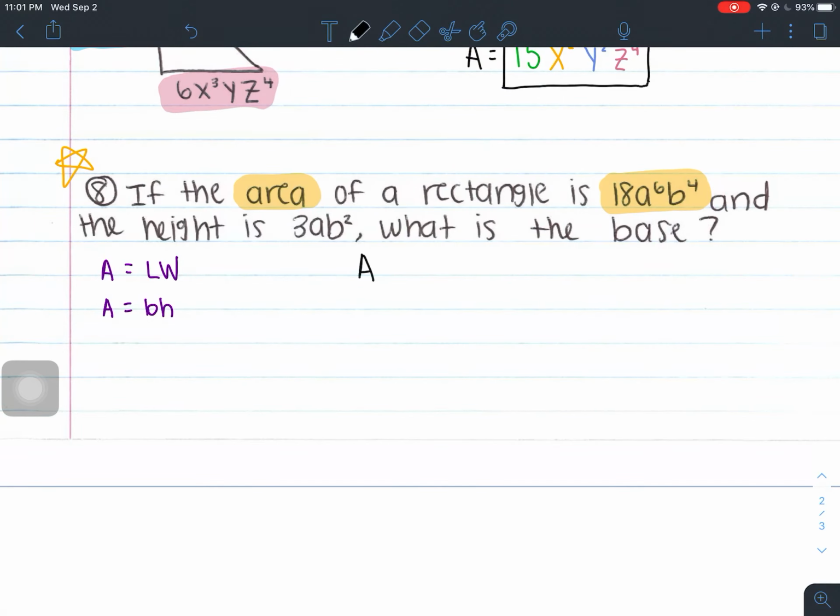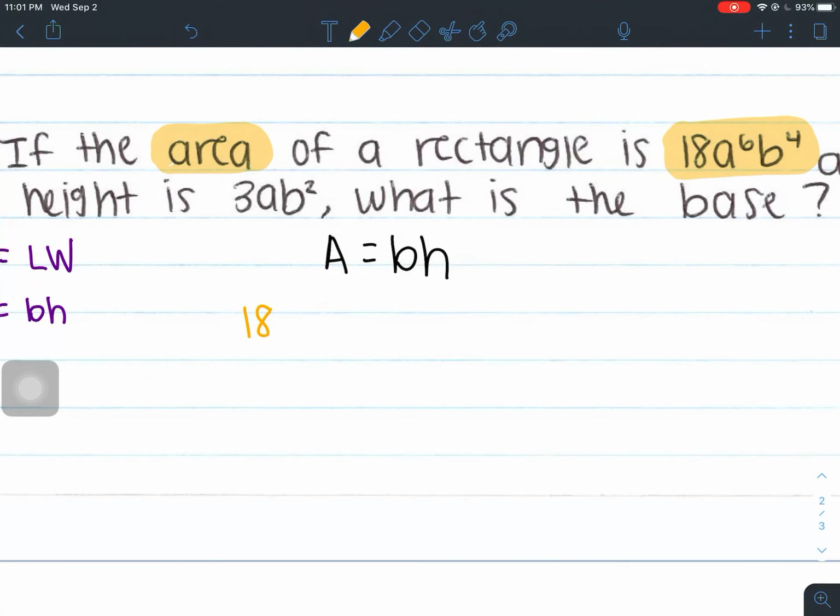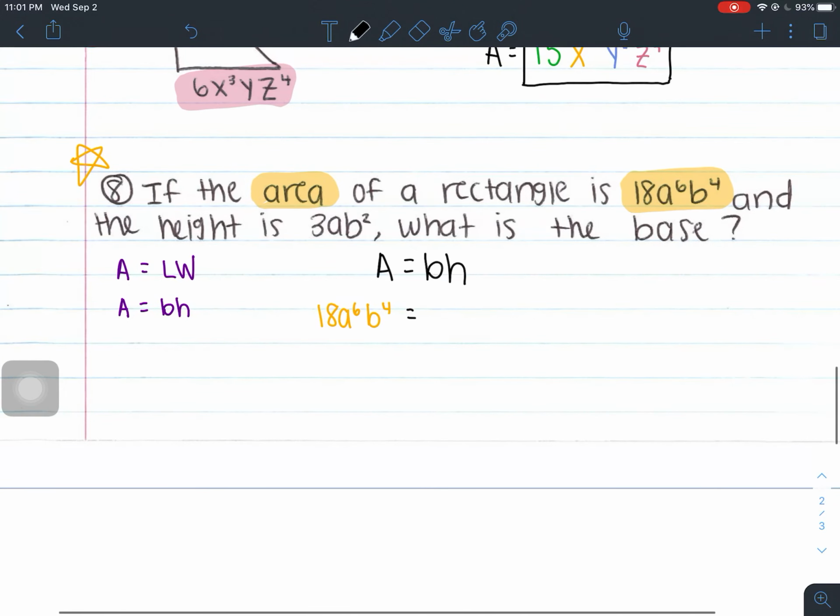So I'm going to write the formula here. Area equals base times height. I'm going to plug in the area on the A side. Remember, A stands for area. So 18a to the 6th, b to the 4th. Okay? Equals base. Well, do I know the base? I don't know the base, right?